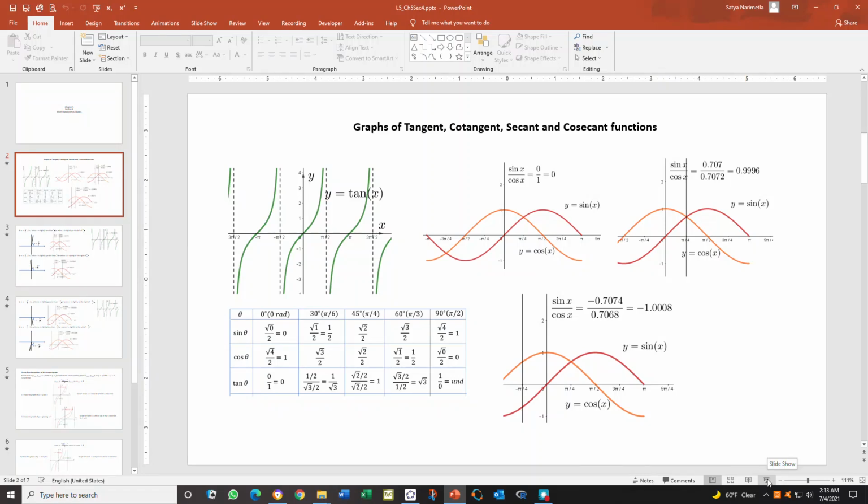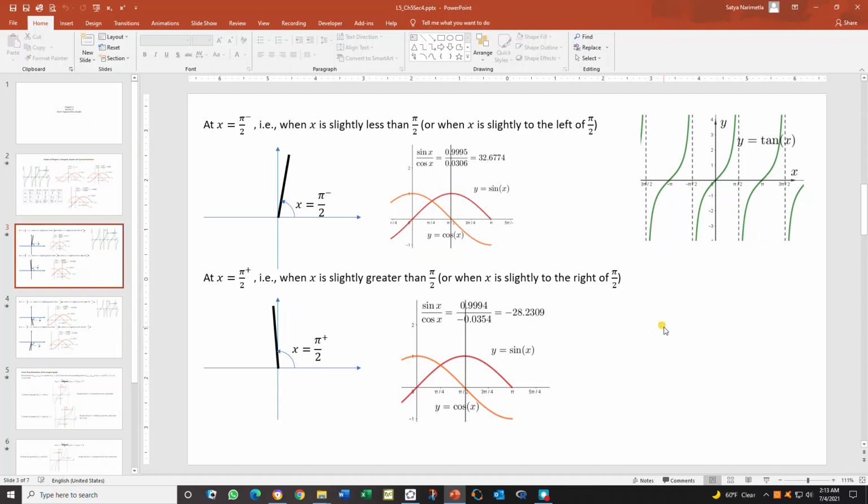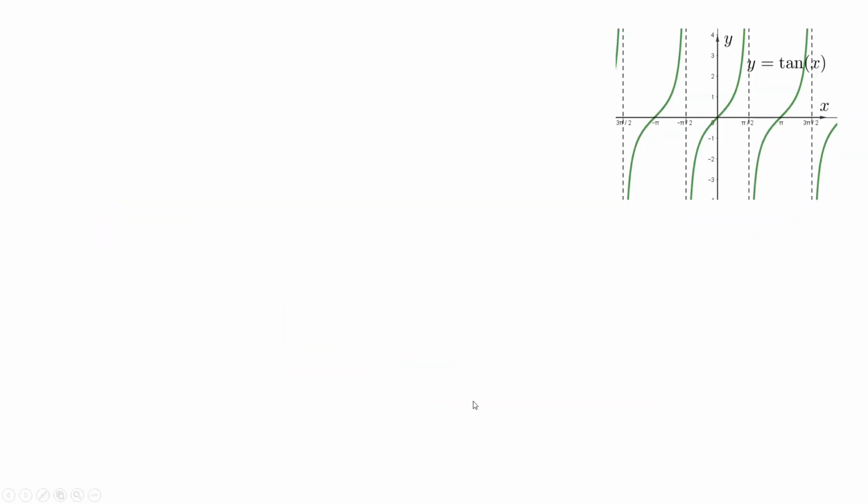Where am I? What do I have here? Yeah, those are some of the concepts that I am trying to show you here. All right, so that's the graph of tangent.